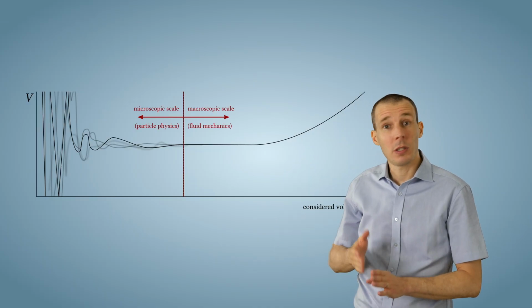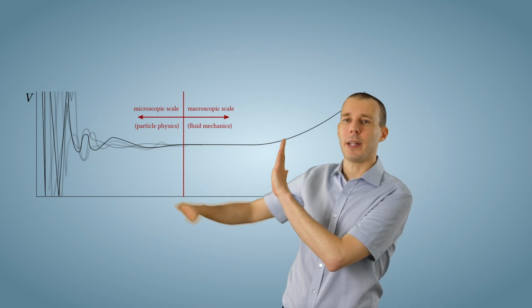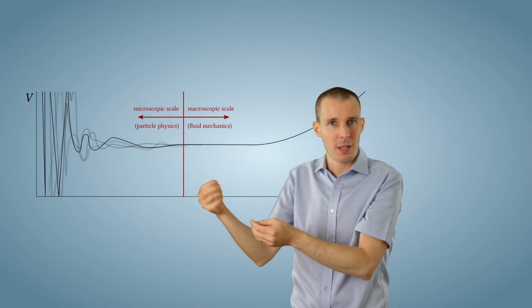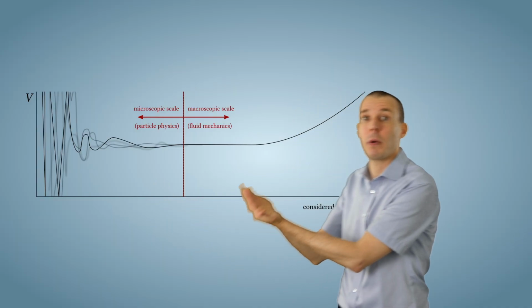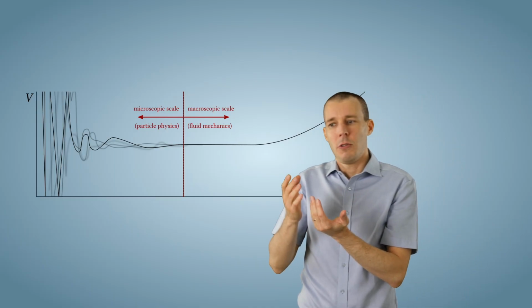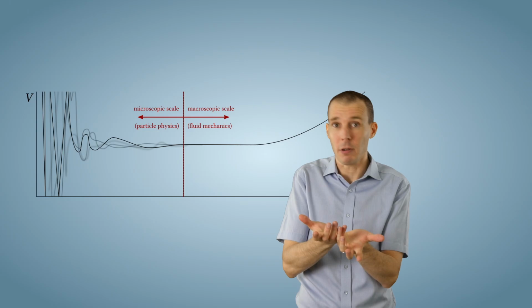In fluid mechanics, we choose to split this diagram into two parts. The part below the red line is called the microscopic scale, and that's the part where you start to feel the effects of molecules. And we choose to ignore that part, and we stay in what we call the macroscopic scale here, where you measure only the properties of the fluid, of the molecules in aggregate.